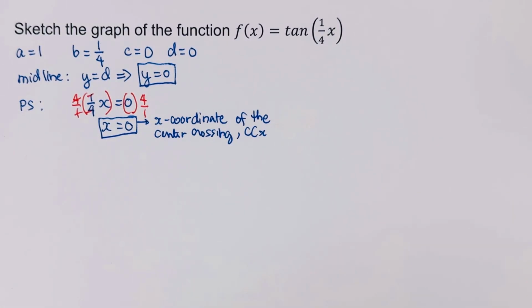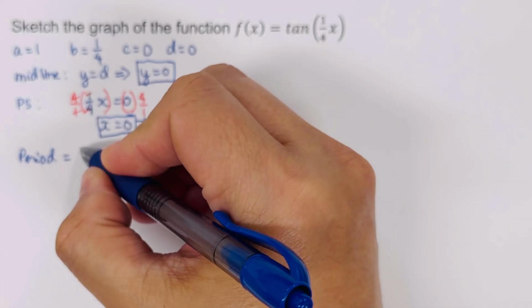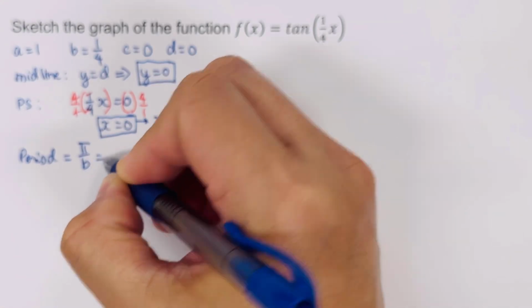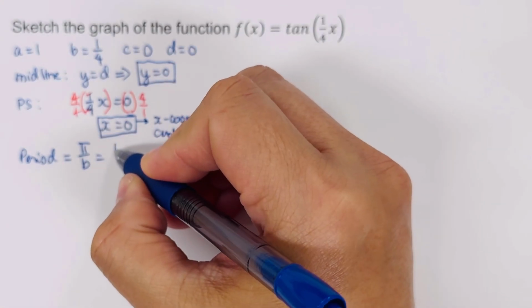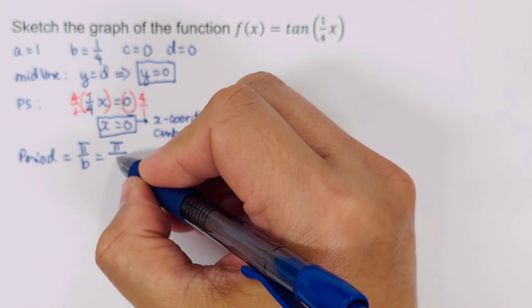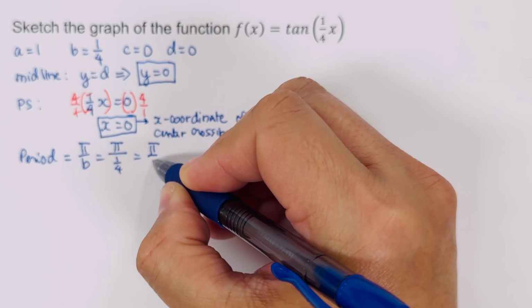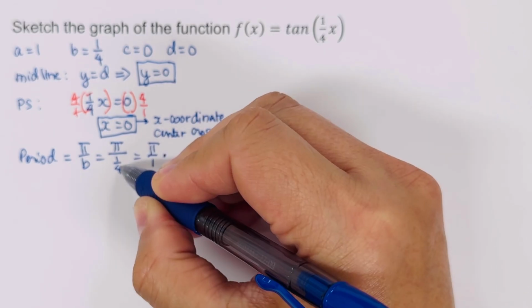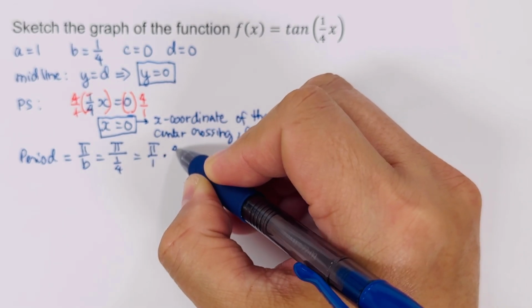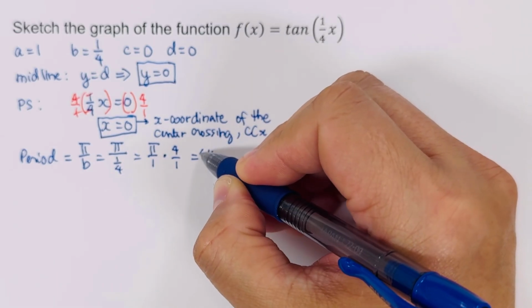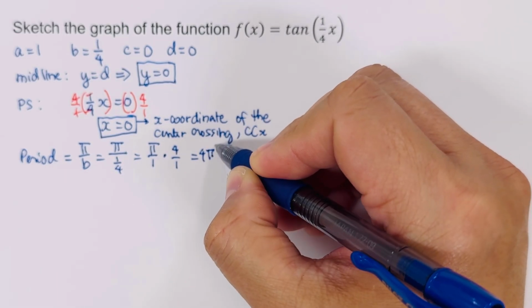Now let's determine the period. The period of a tangent function is pi over b. In this case, we have pi over b, which is 1/4. So we have a complex fraction right here. We have pi over 1, that's the numerator, times flip the denominator, that's 4/1. This gives us 4 pi as our period.